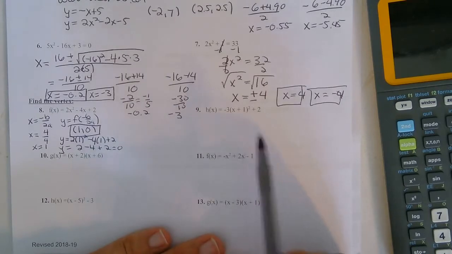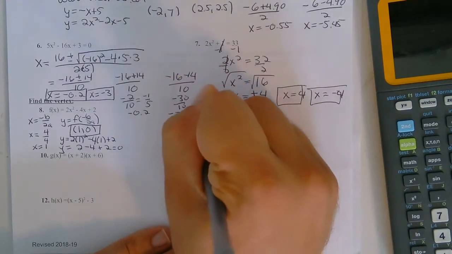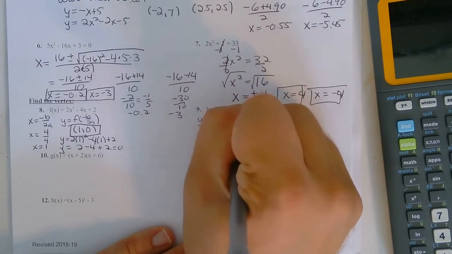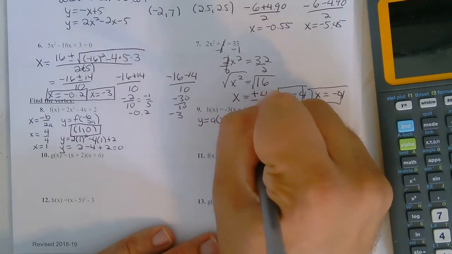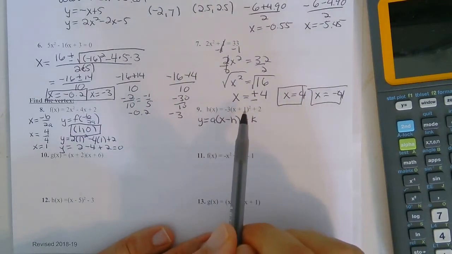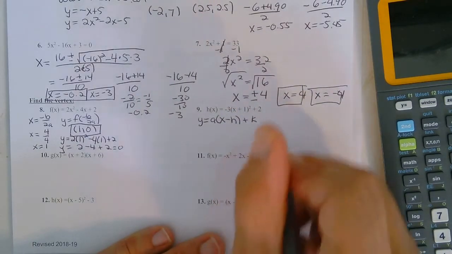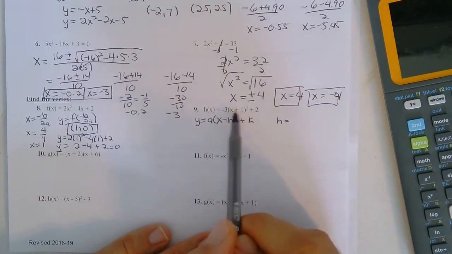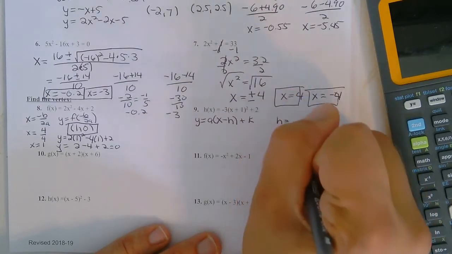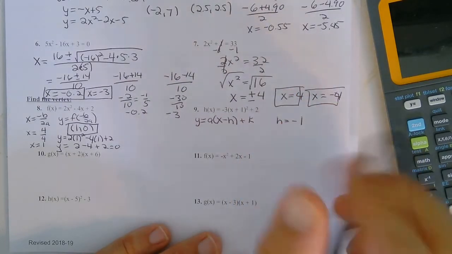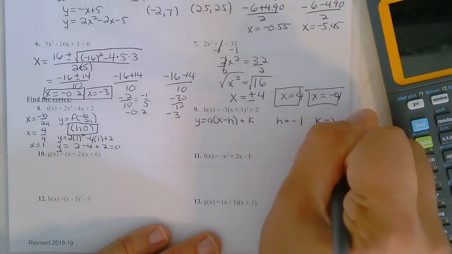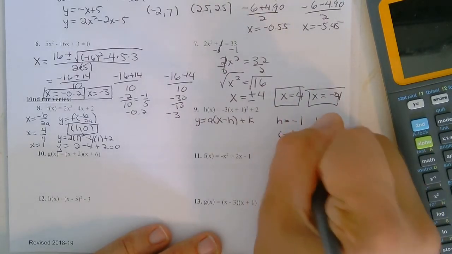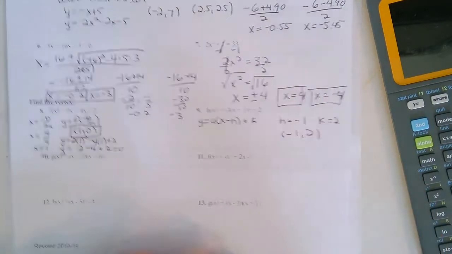Now, this is vertex form. So vertex form, you would have y equals a times x minus h squared plus k. In this case, we're not subtracting a number, but if I were to change this to a negative, you could make it minus negative 1. So h equals negative 1 and k equals 2. So my vertex is negative 1 for x and 2 for y.